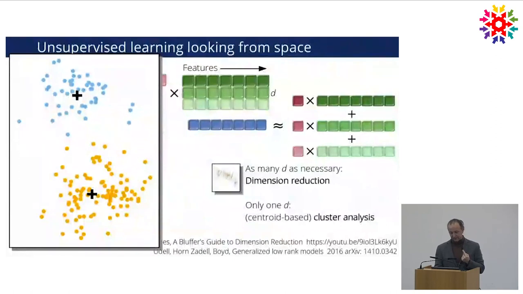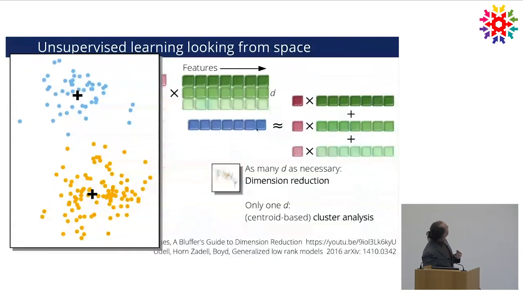In this expansion, it's back on my screen here, so this expansion would have only one entry. So you're just saying that your data point is actually expressed by only one dimension in your space. This is now becoming clustering all of a sudden. So you're saying that everything that you need to know about your data is expressed by one archetype that is typically the center of the cluster.